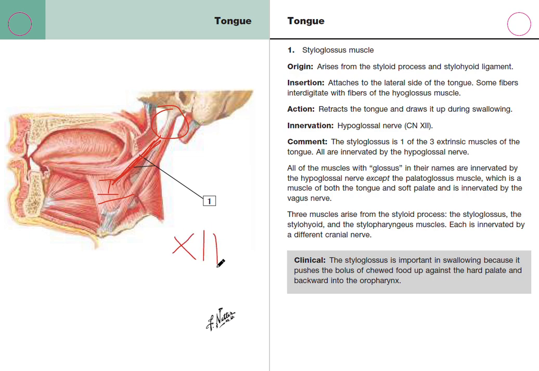Of course, our only exception to the hypoglossal innervation is the palatoglossus, which is innervated by cranial nerve 10, which is the vagus nerve. It is important in swallowing because it pushes the bolus of chewed food up against the hard palate and backward into the oropharynx.